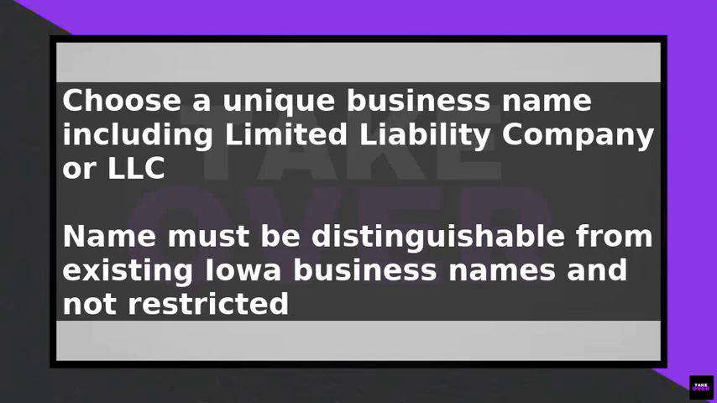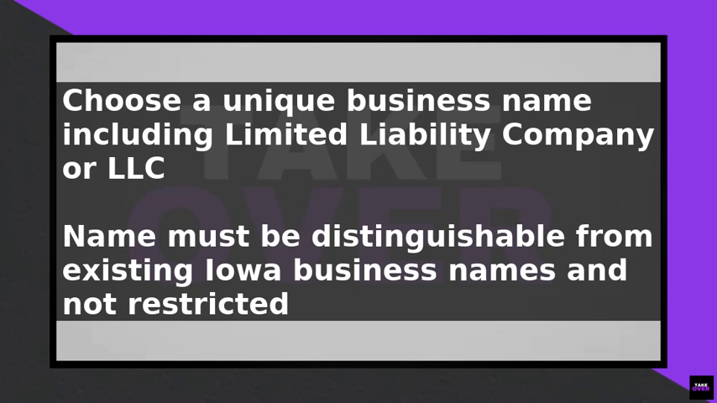To form an LLC in Iowa, start by choosing a unique and compliant business name that includes the phrase limited liability company or the abbreviation LLC. The name must be distinguishable from existing business names in Iowa and must not contain certain restricted words. You can check the availability of your desired name by searching the Iowa Secretary of State Business Entity Database.